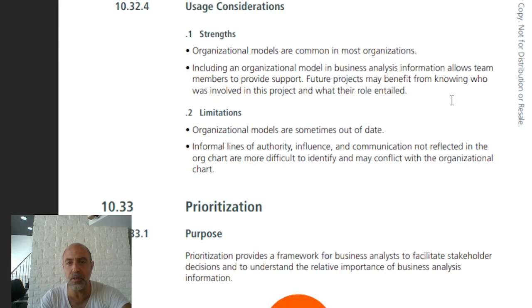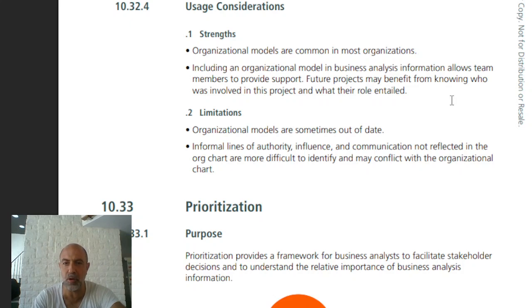Considerations. What are the strengths? Organizational models are common in most organizations, and the organization model and business analysis information allows the team to understand it. You kind of need that. The bigger the organization, the more you need a model in order for people to understand how knowledge is transferred. Now, the limitations: they're out of date because everything needs to be updated. And informal lines of authority, influence, and communication not reflected in the org chart are more difficult to identify and may conflict with the organizational chart. Yes, informal lines of authority versus formal authority. It's kind of like the politics behind the political structure of a country versus the civil structure of the country. They're kind of separate, and they're always trying to, whatever.